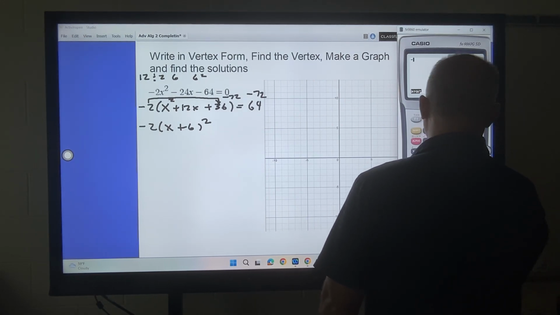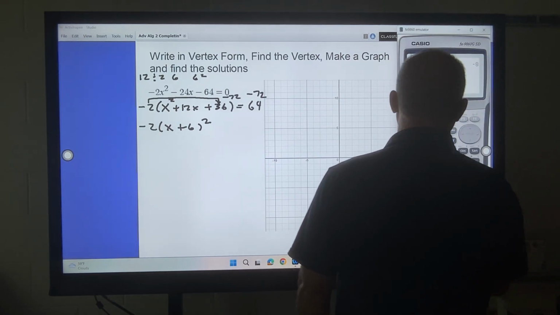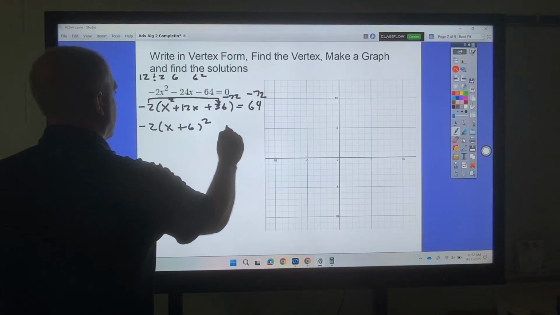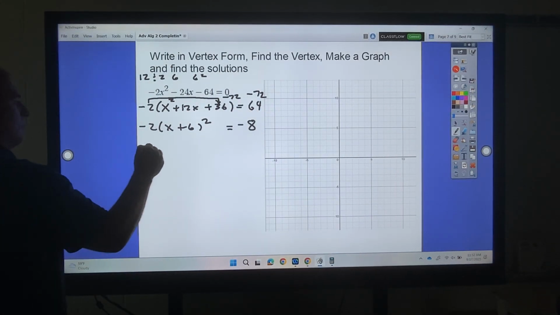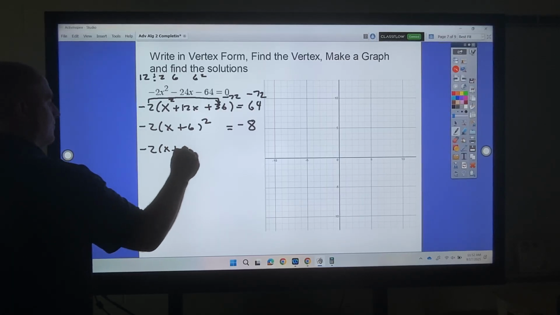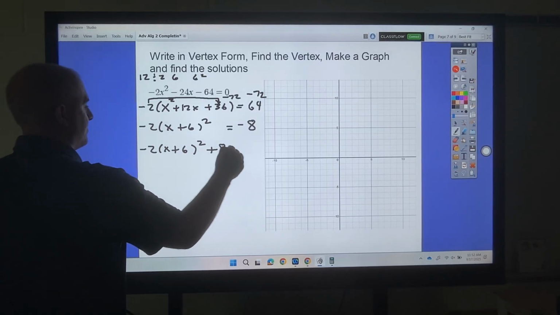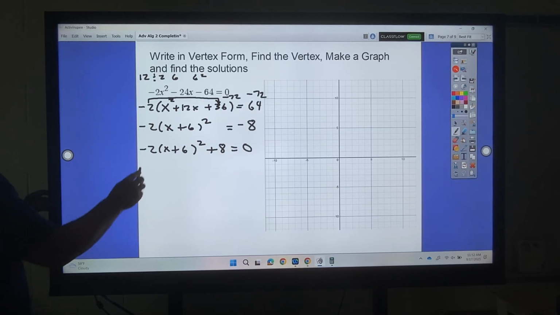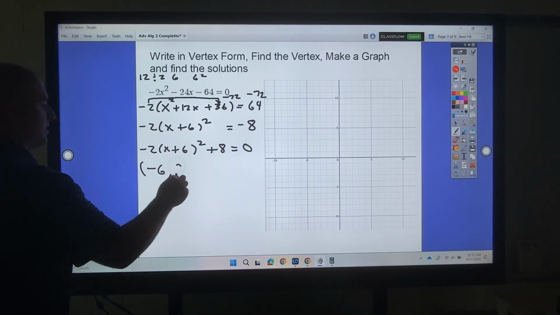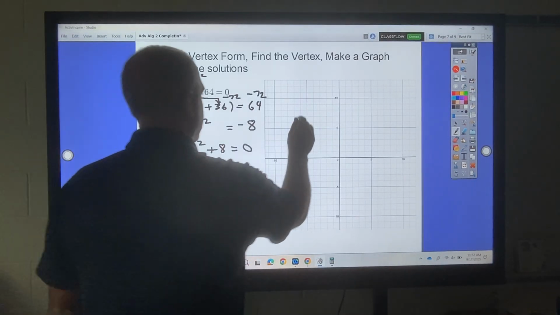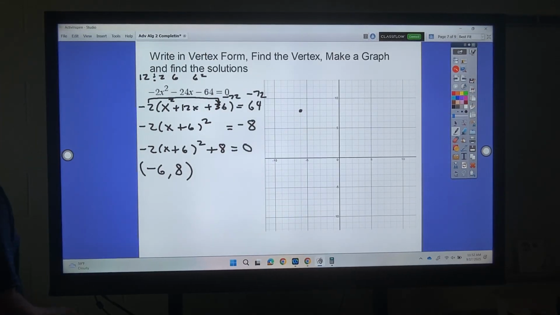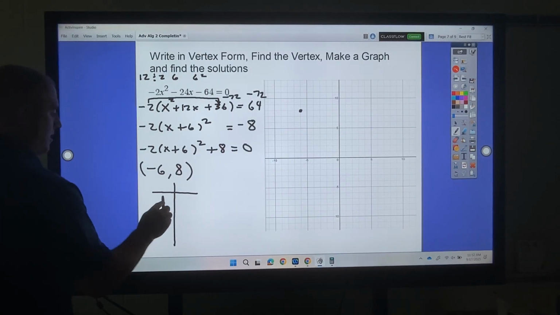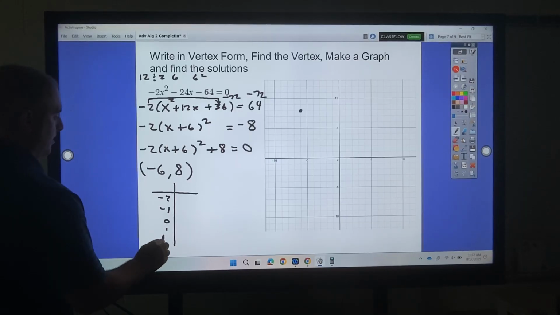Okay, so negative 72 plus 64 is negative 8. Okay? And then to get this in vertex form, I want to bring this back, okay? So my vertex is negative 6, positive 8, so that would be here, okay? All right, now I want to find, got negative 2, negative 1, 0, 1, and 2.